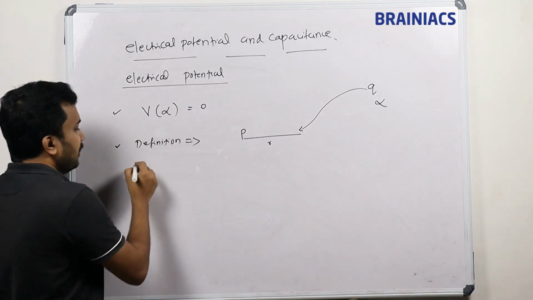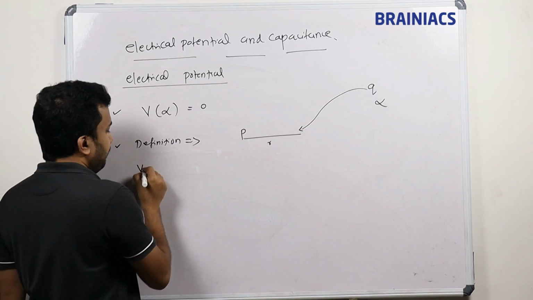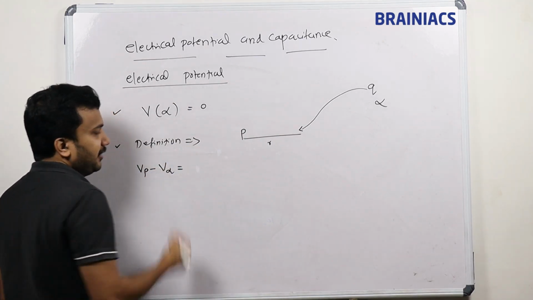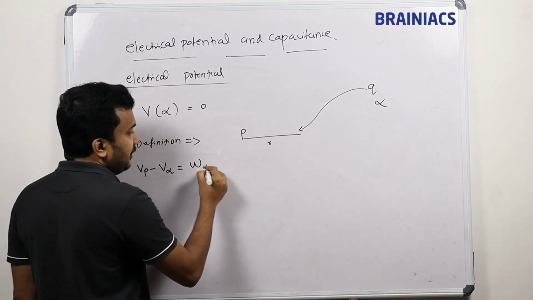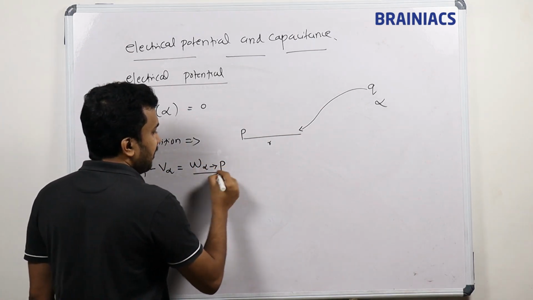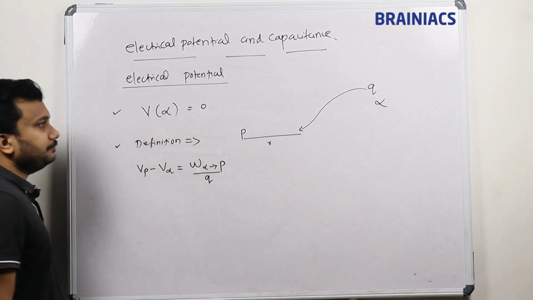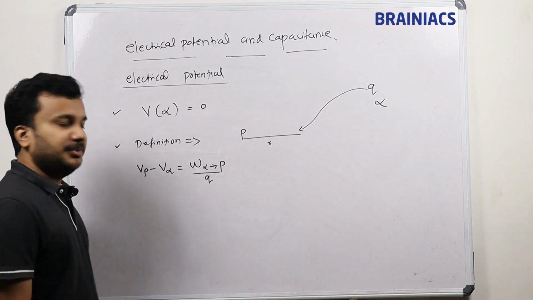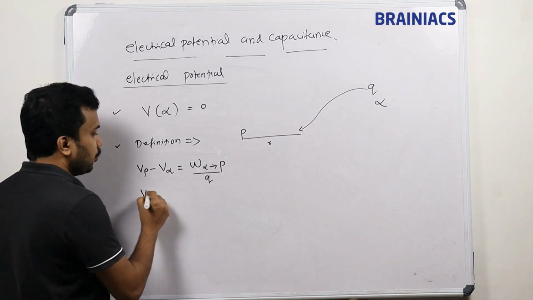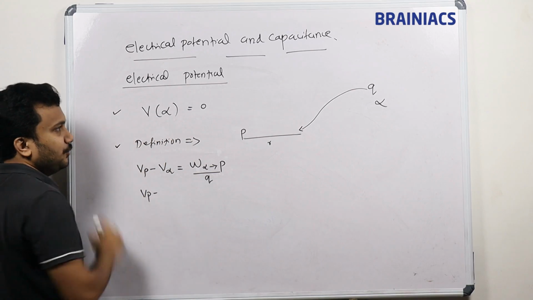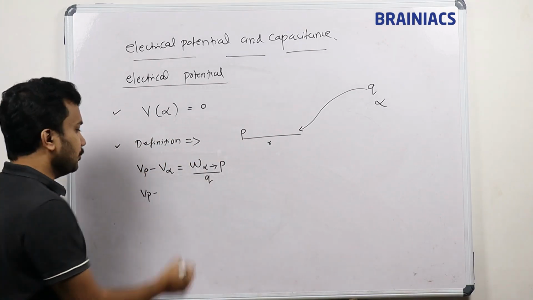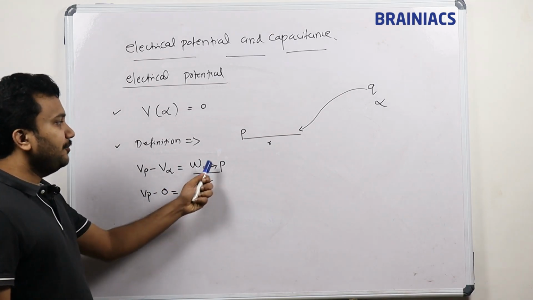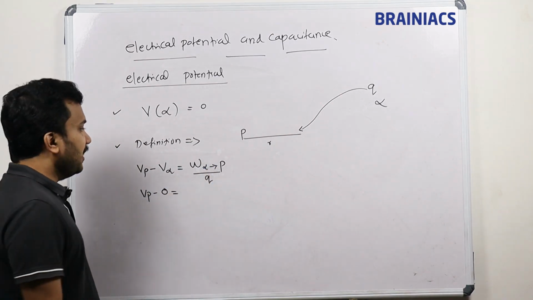So I can say potential at P, the final point, minus potential at the initial point, equals the work done from infinity to P divided by the q amount of charge. Here we are going to find the electrical potential at the point P. So Vp minus V infinity, and V infinity is 0. Potential at infinity is 0. So this is equal to the work done from infinity to P divided by Q.